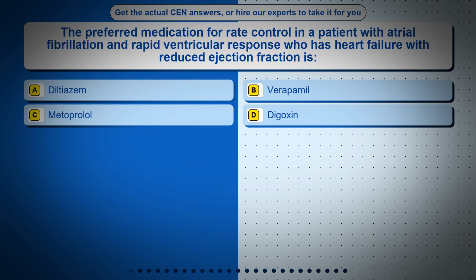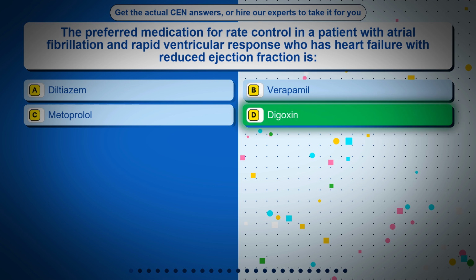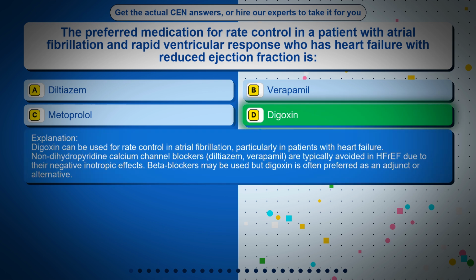Question 1. The preferred medication for rate control in a patient with atrial fibrillation and rapid ventricular response who has heart failure with reduced ejection fraction is Option A, diltiazem, Option B, verapamil, Option C, metoprolol, Option D, digoxin. The correct answer is Option D, digoxin. Digoxin can be used for rate control in atrial fibrillation, particularly in patients with heart failure. Non-dihydropyridine calcium channel blockers, diltiazem and verapamil, are typically avoided in HFrEF due to their negative inotropic effects. Beta blockers may be used, but digoxin is often preferred as an adjunct or alternative.